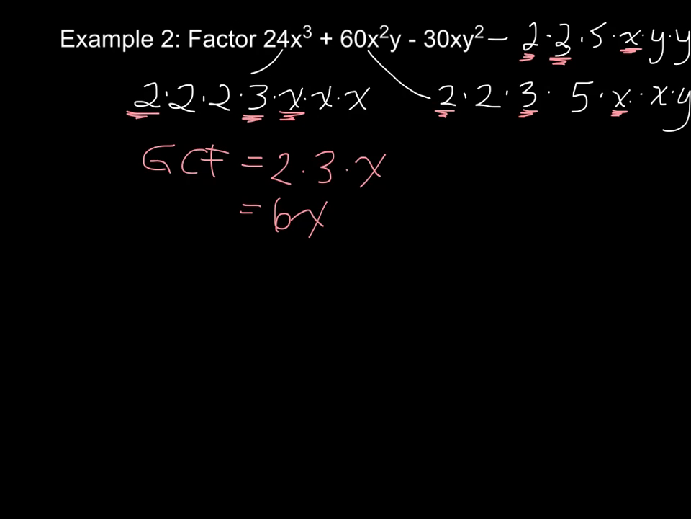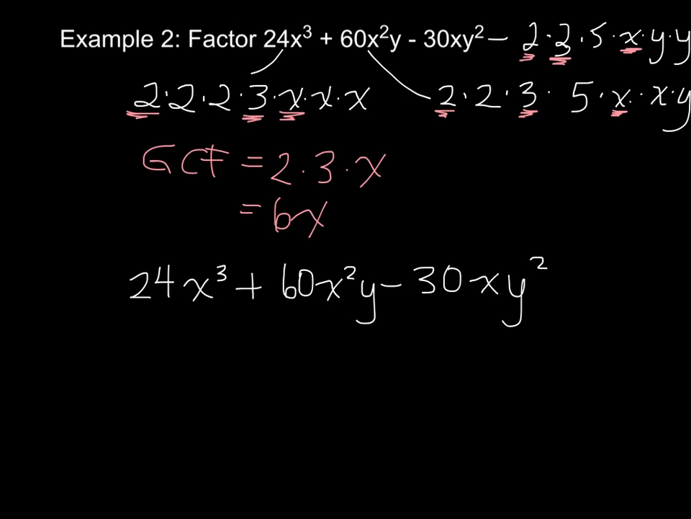So that's our rough work there. So 24x cubed plus 60x squared y minus 30xy squared equals 6x times, and what do we have left? You can take a quick look. What'll be left? 2 2's, 2 x's, 2 times 2 is 4, which makes sense. 24 divided by 6 is 4.